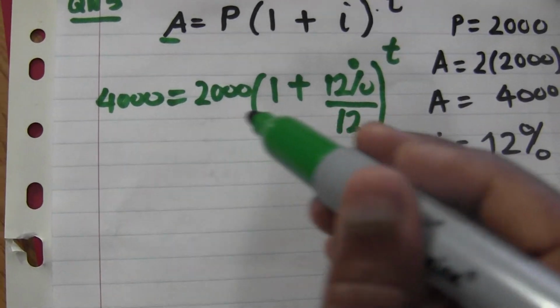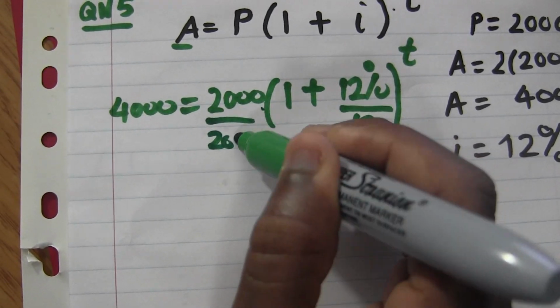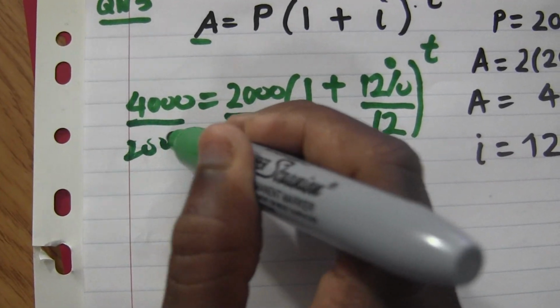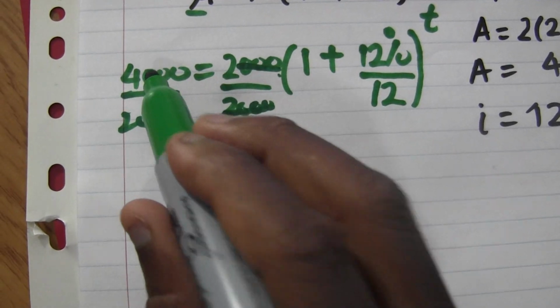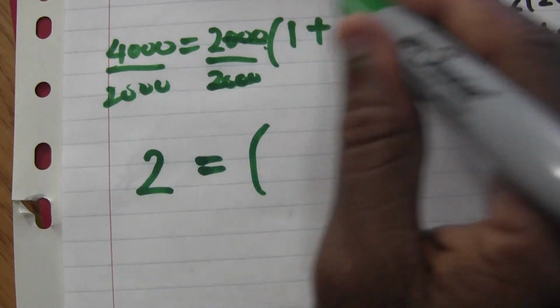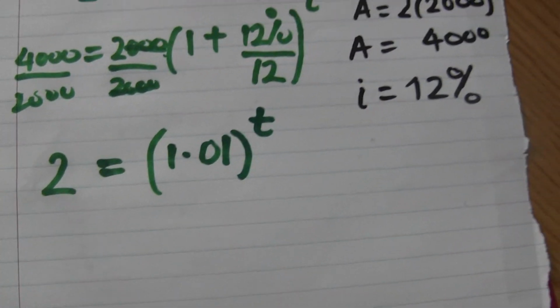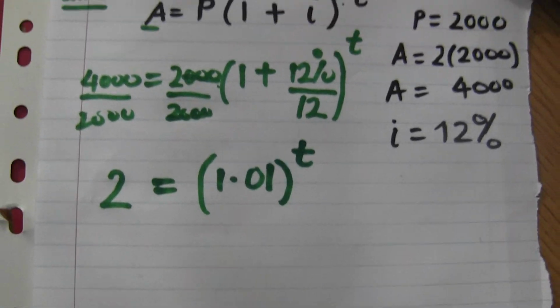You get a time. So now what I'm going to do here, I'll divide by 2,000 throughout. Divide by 2,000 because there's a multiplication here. Divide by 2,000. So this and this cancel. So 4,000 divided by 2,000 gets 2. Okay, if you plug all this in the calculator, you get 1.01 and then power t. Okay, plug it in a calculator, you will see.